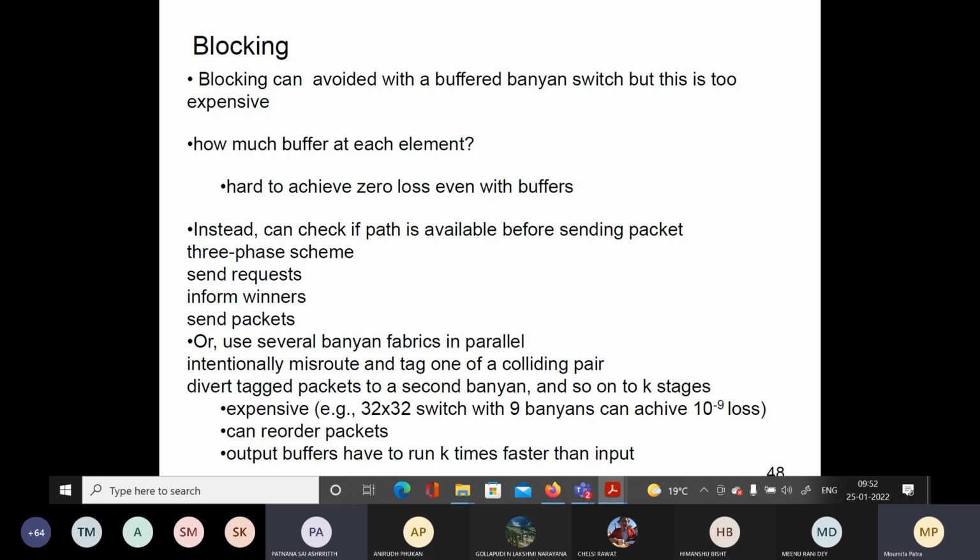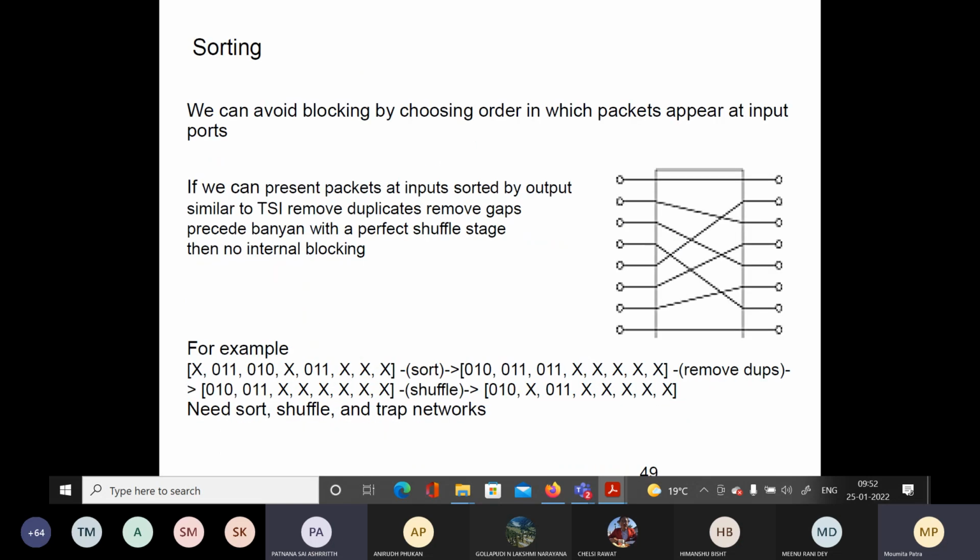And the other one that we have already seen is that you find out which packets are the winners, and then let them use the fabric for that point of time. So these are the issues that we have. So can we improve this?